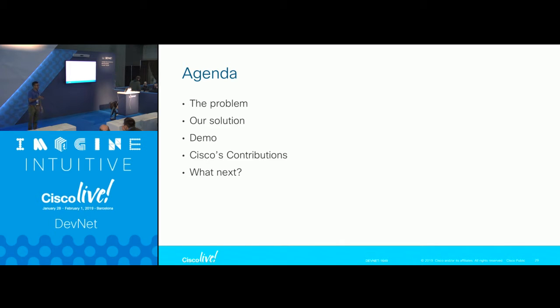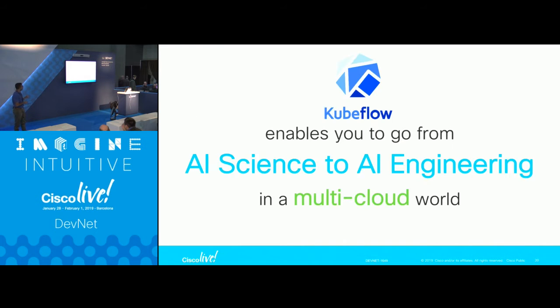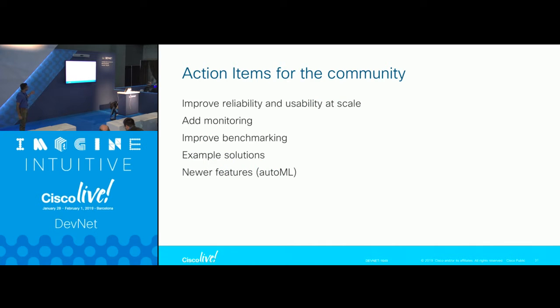I showed you a couple of demos, and then I listed what Cisco's contributions are, right? So again, if you have to take anything away from this, it's just that Kubeflow enables you to go from AI science to AI engineering. And if you don't remember anything from there, just search Kubeflow. You'll find a ton of information on the web. I also listed some of the links in the PDF that you'll get.